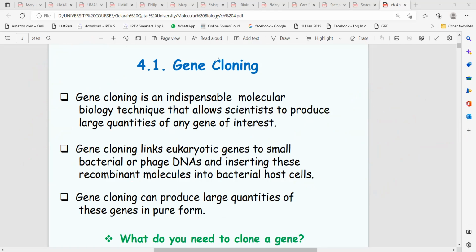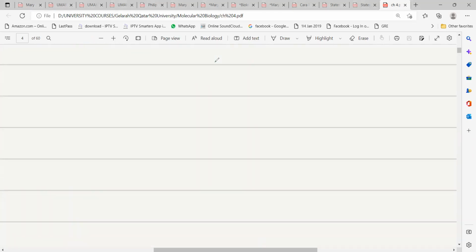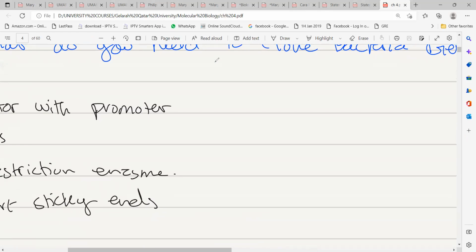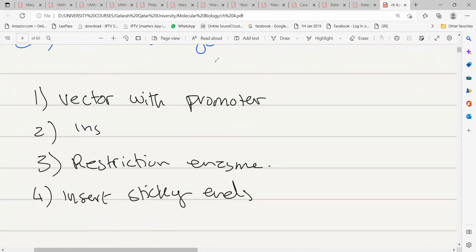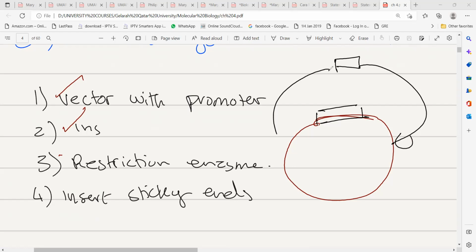I just told you 5 steps. What do you need? You need a vector, you need the gene of interest, and the bacterial host cell, right? Yes. You need a vector with a promoter and an insertion site. This is a plasmid. So at some position in the plasmid, let's say here and here, the gene will be inserted. The gene is not random; it doesn't just attach anywhere.